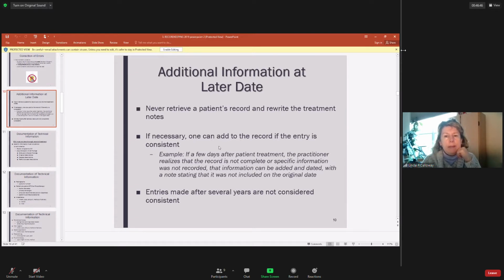So you can add to the patient record. A few days after patient treatment, you realize the record's not complete or was not recorded. It can be added and dated with a note stating that it was not included on the original date. It's not a once and done.